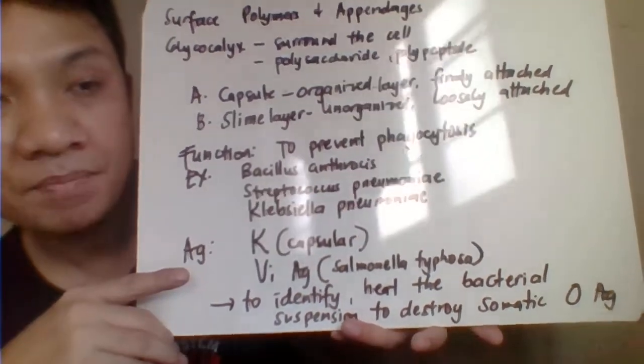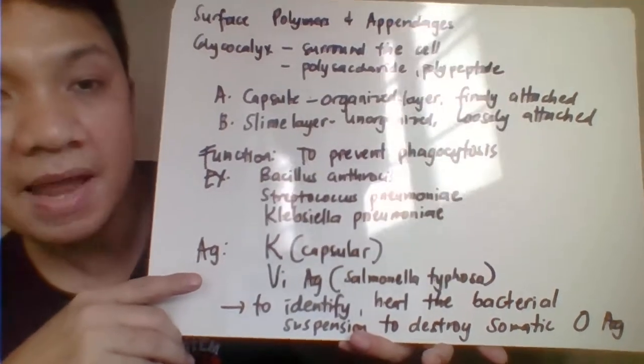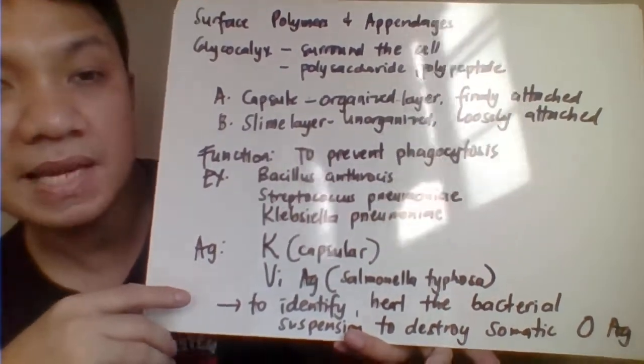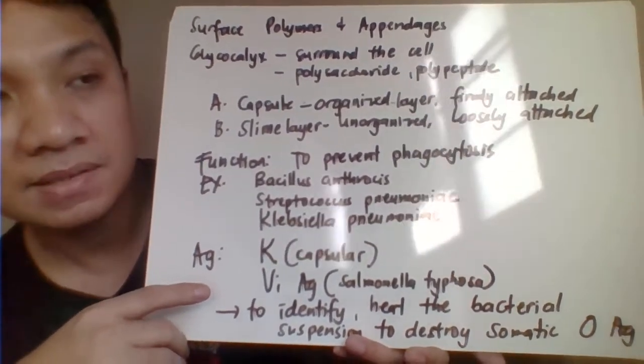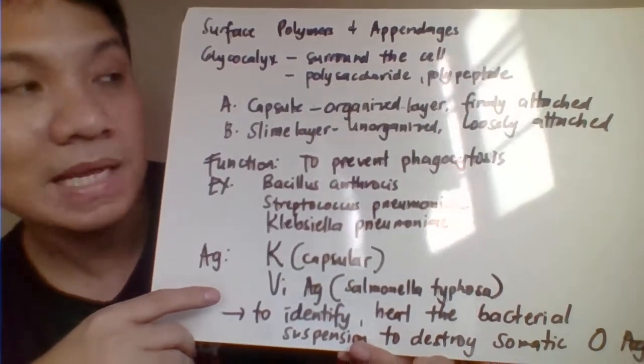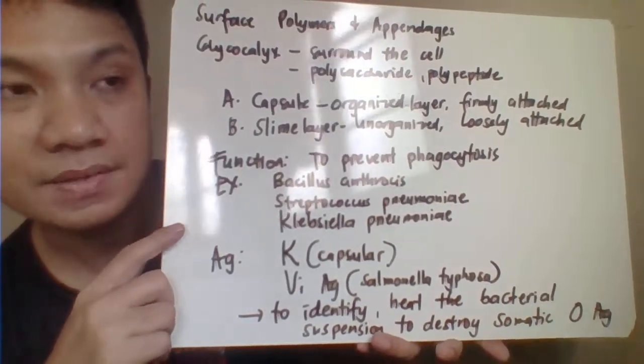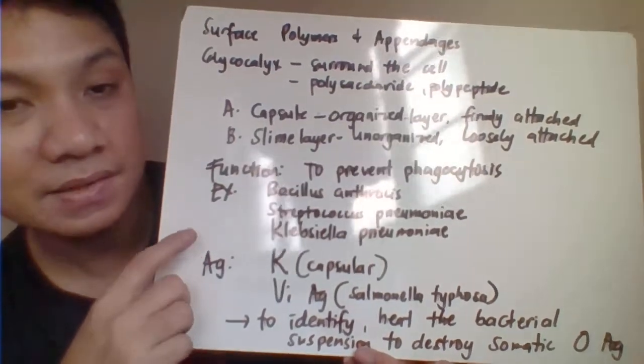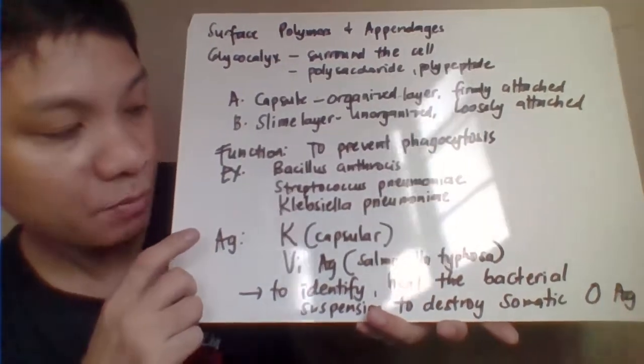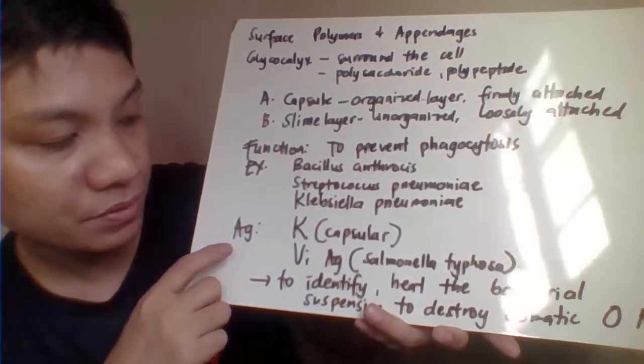Whereas your slime layer, on the other hand, that one is an unorganized layer, and that one is not firmly attached. This one is just loosely attached to the cell membrane. So example bacteria which have this capsule, we have here Bacillus anthracis, Klebsiella pneumoniae, and we have also here your Streptococcus pneumoniae.